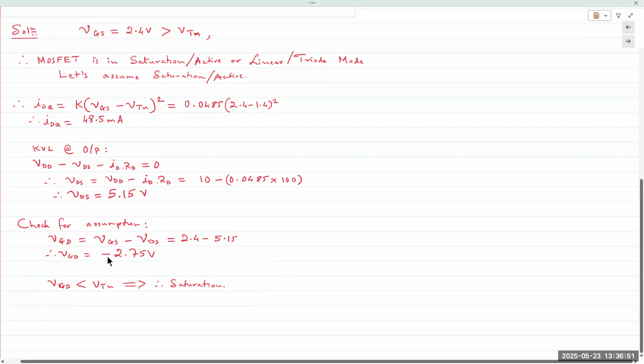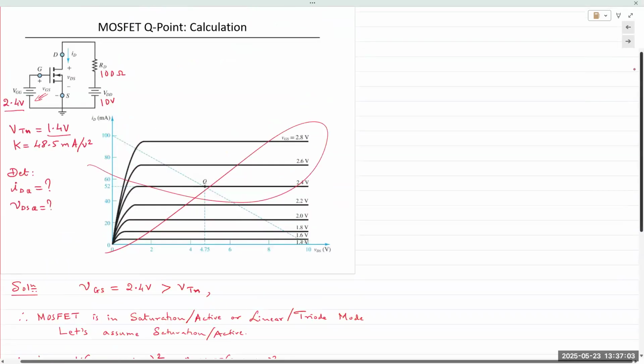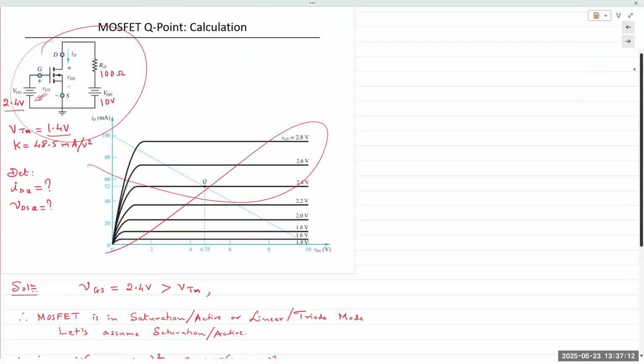So the first approach was graphical. The second approach is using the equations. You can use either approach depending on what is given to us. In both cases, the circuit is still the same. The values are exactly the same. But depending on what is available to us as an engineer, we decide which approach we want to take. Let's take a short pause. Let me know if you have any questions.